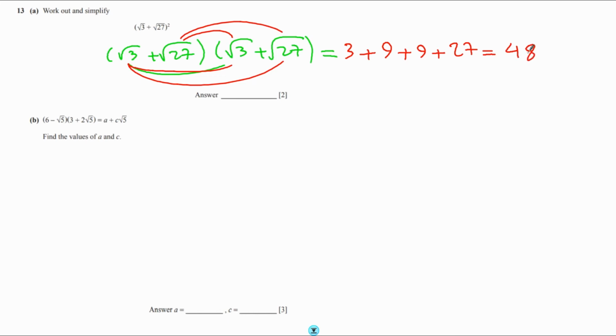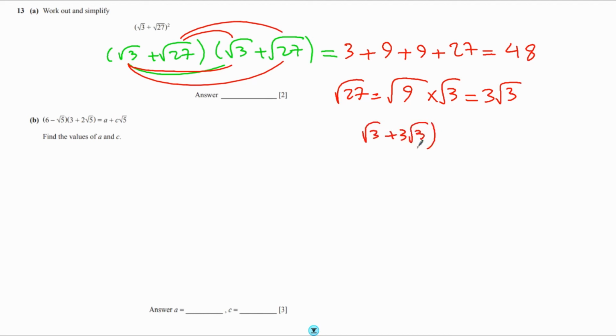Another way of doing this is to know that the square root of 27 equals the square root of 9 times the square root of 3, and the square root of 9 is 3, so that would be 3 square root of 3. So when we say the square root of 3 plus the square root of 27, we can say the square root of 3 plus 3 square root of 3, to the power of 2, and that is 4 square root of 3 to the power of 2. That would be 4 squared, which is 16, times the square root of 3 squared, which is 3, and the answer still is 48.